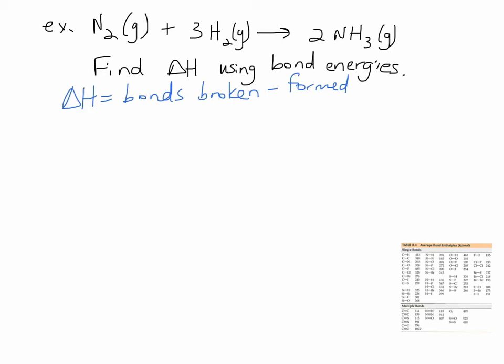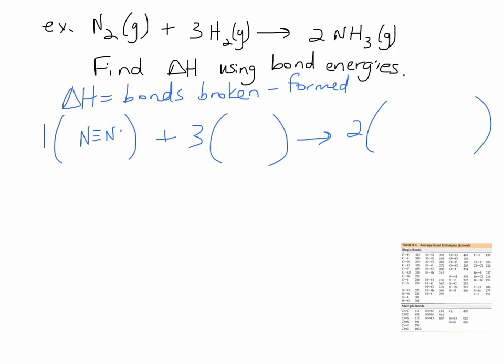Okay, and we're going to draw the Lewis dot structures. So notice my coefficients are going to be different for this problem. For N2, we have a 1, but for H2, there are 3 H2s. Notice that from our balanced equation, and we have 2 NH3s. So again, these coefficients come from the stoichiometric coefficients in your balanced equation. Then I'm going to draw the Lewis dot structures in my big parentheses here. This might take you a little bit longer than it takes me. Feel free to pause the video to do so.